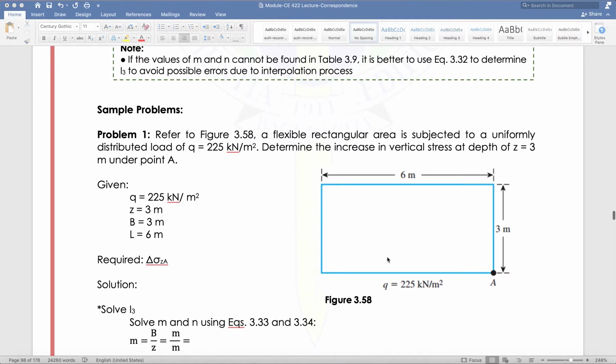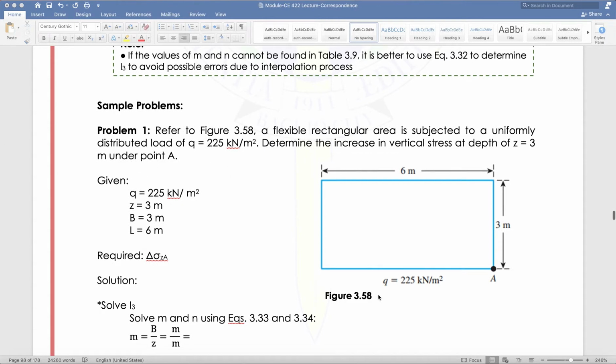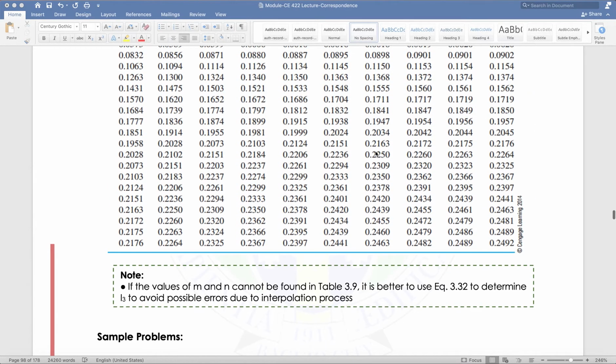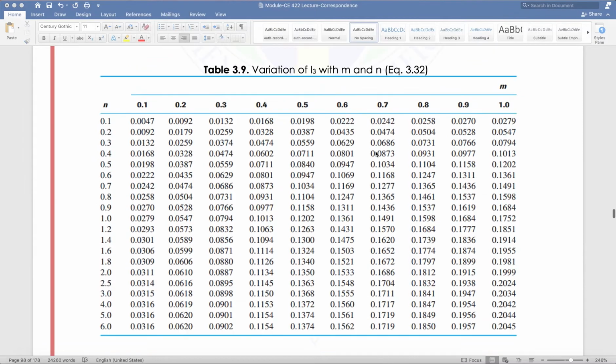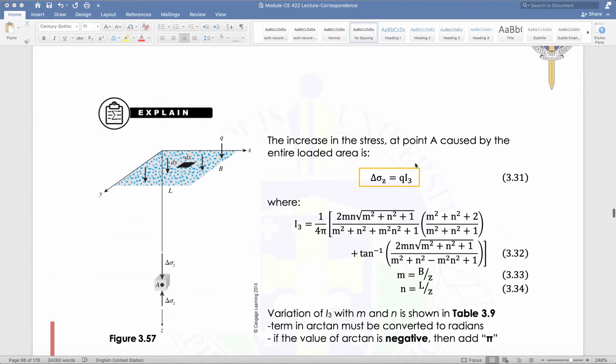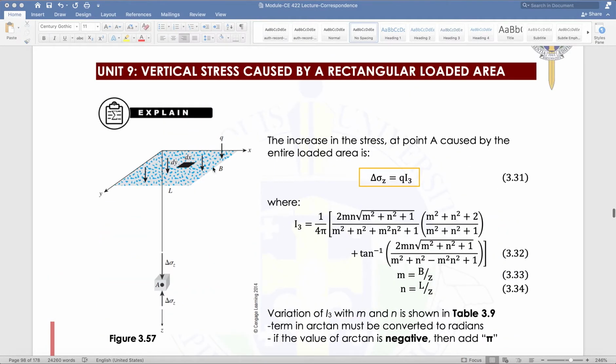So refer to figure 3.58. This is our 3.58. A flexible rectangular area is subjected to a uniformly distributed load of 225 kilopascals. Determine the increase in vertical stress at depth of 3 meter under point A. By the way, this formula here is only applicable for loads which are located at the edge, okay, at the edge or at the corner of our uniformly distributed rectangular load.